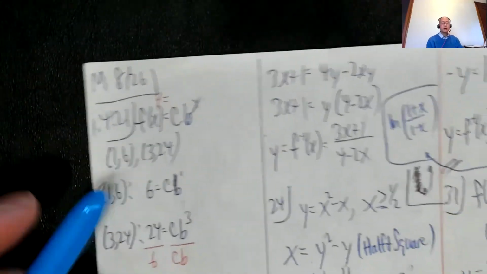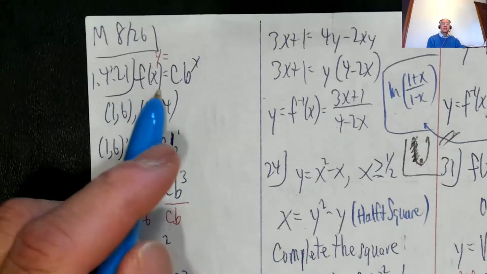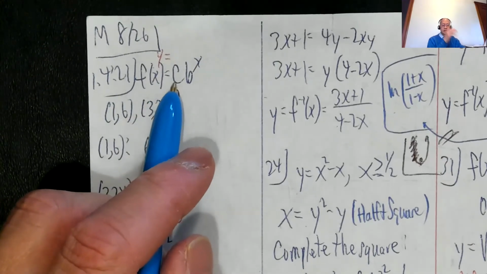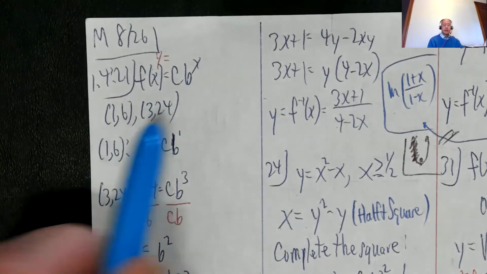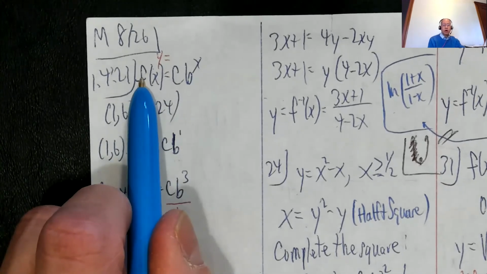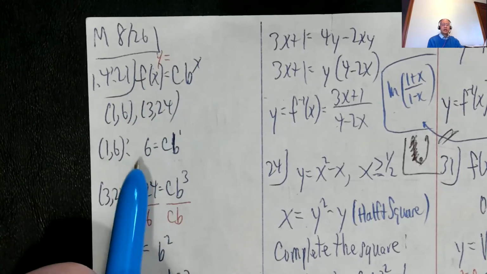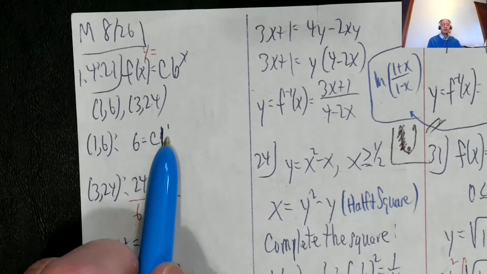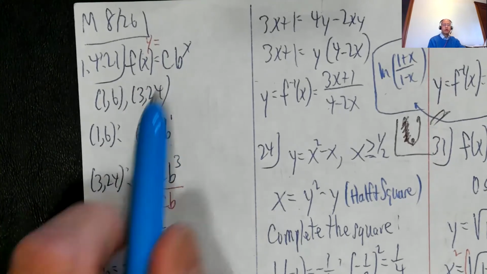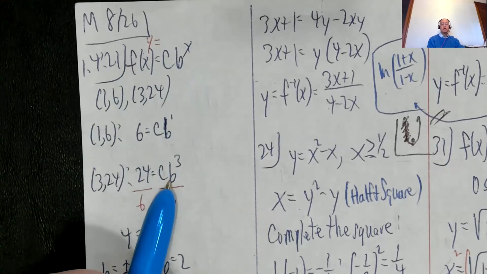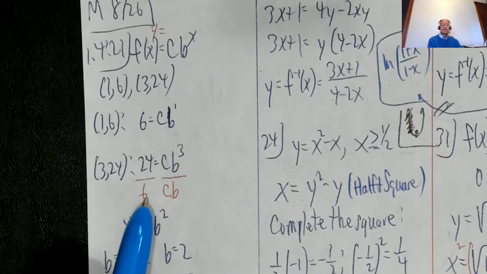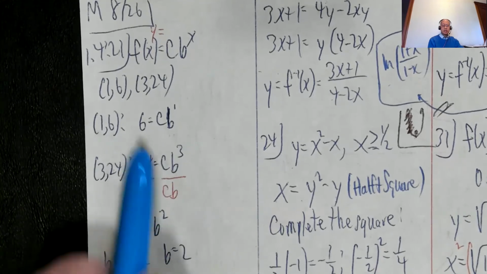Okay, problem 21, they show you a graph. f of x is c b to the x. It passes through 1, 6, and 3, 24. So I plug in 1 here, 6 for y. Remember, f of x is y. And it says 6 equals c b to the 1. 3 comma 24, put a 3 here and a 24 here. 24 equals c b cubed. Divide both sides by 6. cb is 6, it says so here.